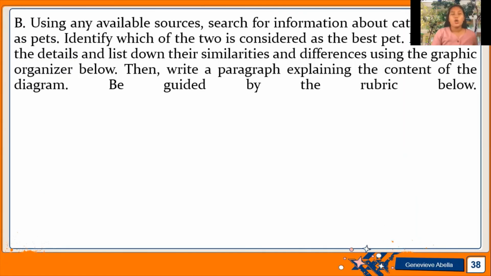Using any available sources, search for information about cats and dogs as pets. Identify which of the two is considered as the best pet. Note down the details and list their similarities and differences using the graphic organizer below. And afterwards, write a paragraph explaining the content of the diagram.